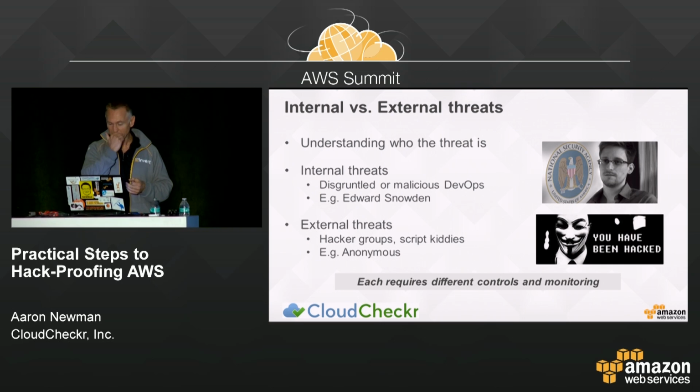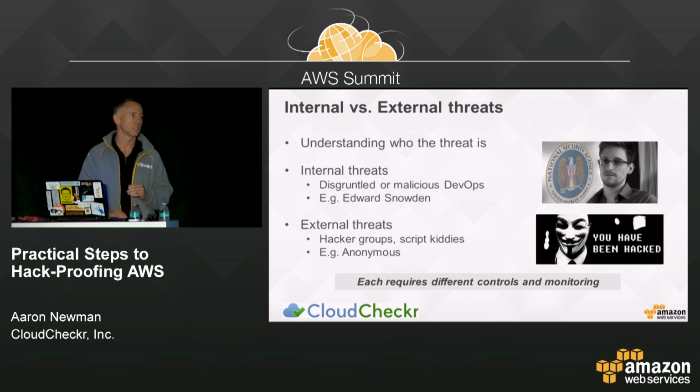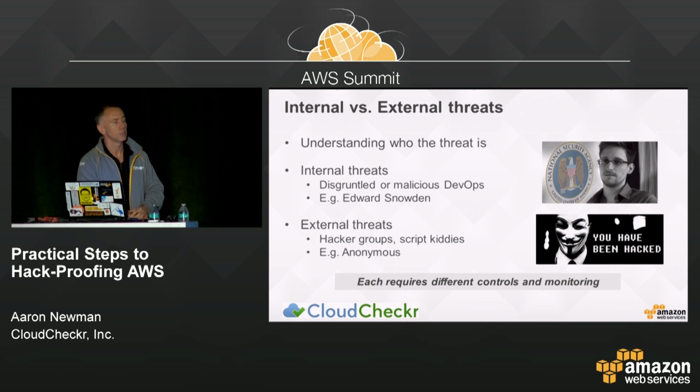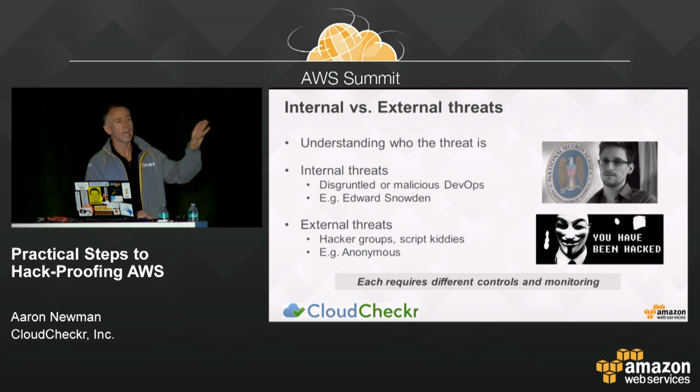So for instance, there's internal threats, and this is everything from your disgruntled DevOps guys, a malicious developer, somebody who's going to get fired next week and knows it, or even on the political side, people like Edward Snowden. These are internal threats. These are people that have access. A VPC doesn't actually block these people because they have access to the system. These people, we need to do things like activity monitoring.